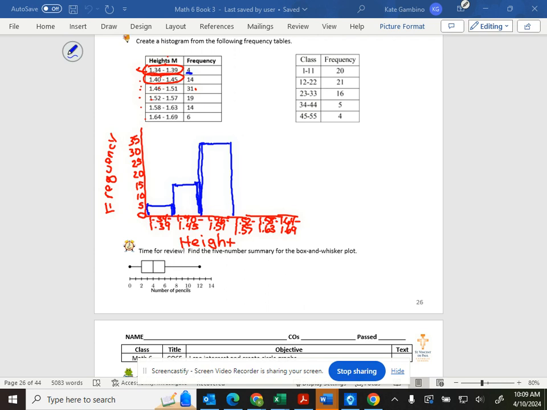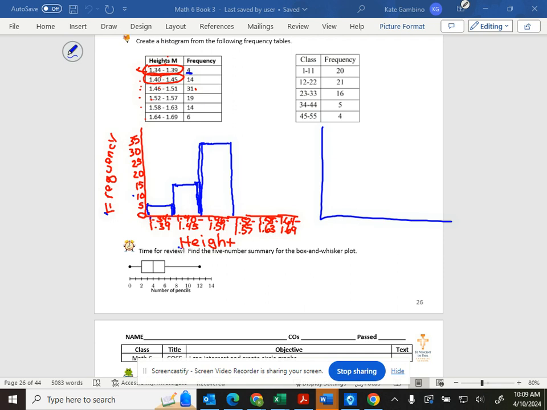You've got 3 more you need to finish on your own. Then you need to do your own histogram for the class and frequency. So you need to do your own over here for class and frequency, making sure we have labels, making sure we're putting the right things on the X and Y axis. If it's the X axis, it has to be in that order. From 1 to 11, from 12 to 22, your intervals need to go in order.